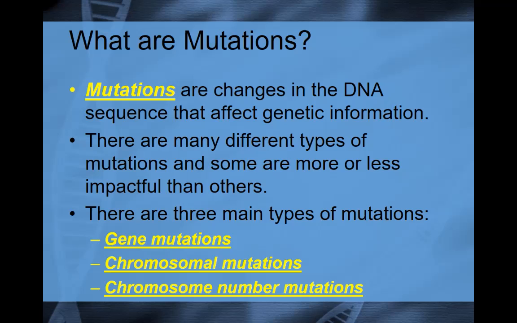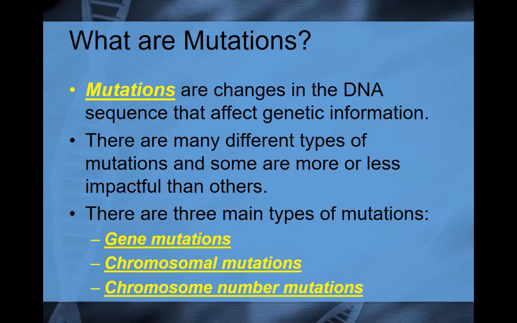The three main types of mutation by size are: one, gene mutations. These only impact one gene. Two, chromosomal mutations. These impact more than one gene on a chromosome. And three, chromosome number mutations. These add an entire extra chromosome or lose an extra chromosome.